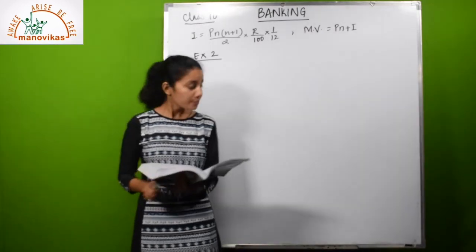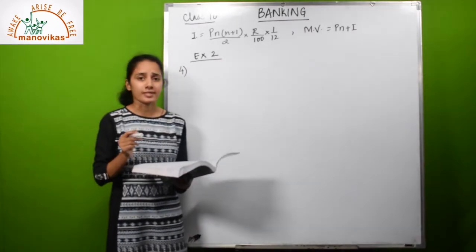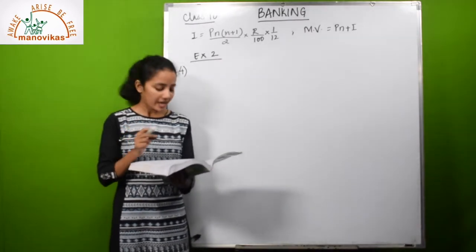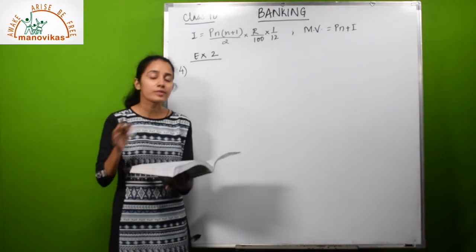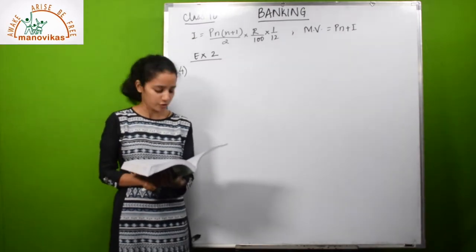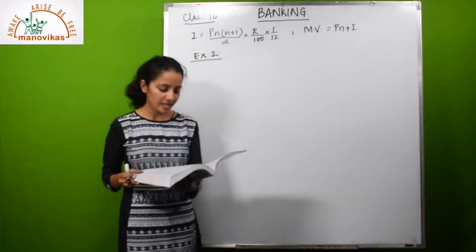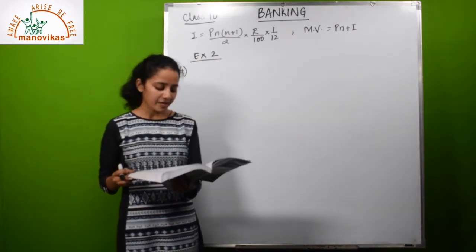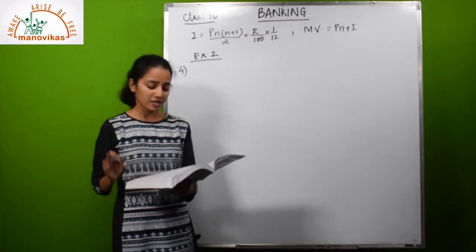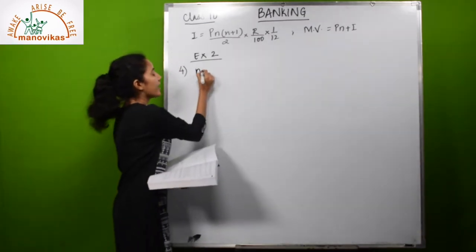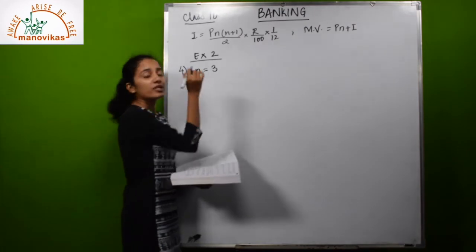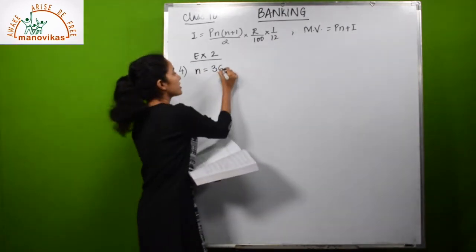The next question is problem number 4 from the same exercise. You can read the problem and note down what is given. So you can pause the video for a short while if you want to. So you are given that Mr. Richard has a recurring deposit account in a bank for 3 years at 7.5 per annum simple interest. So 3 years meaning n will be equal to 3 into 12, which is equal to 36 months.